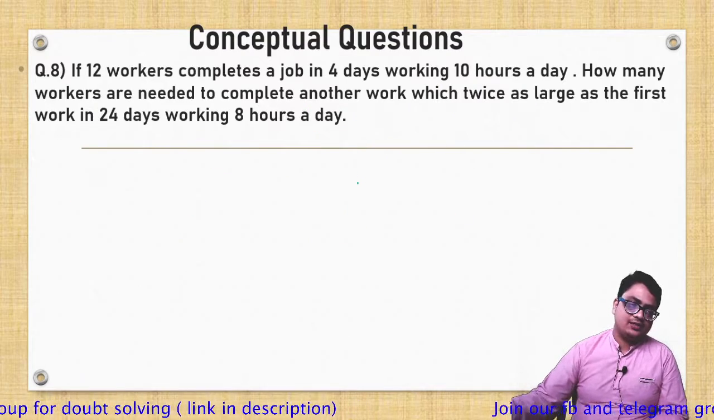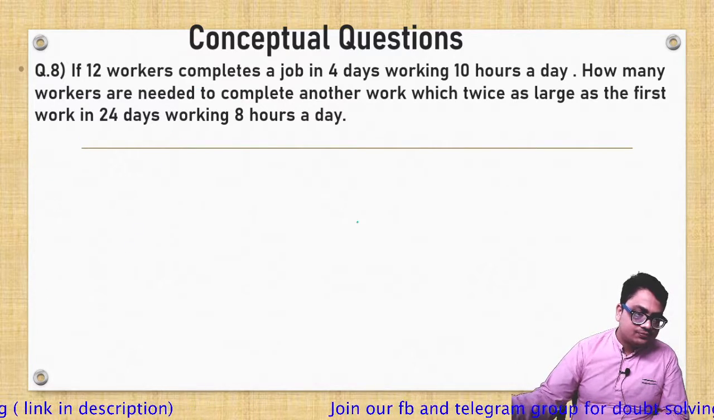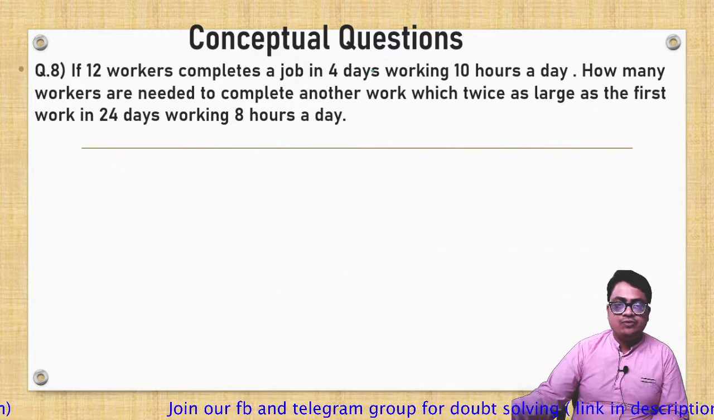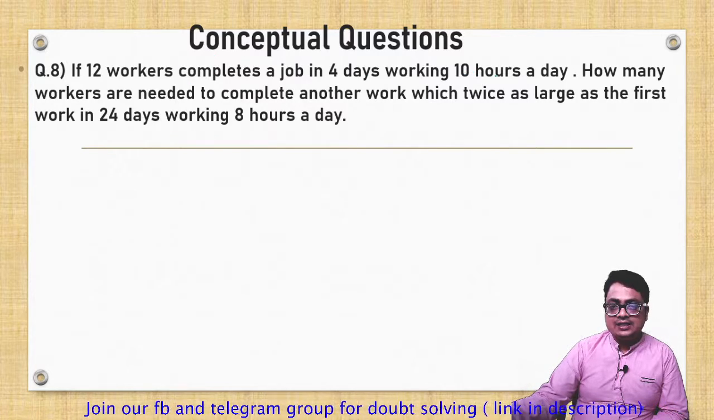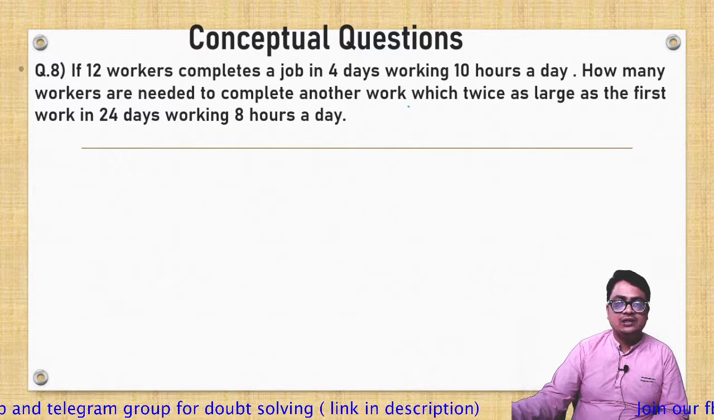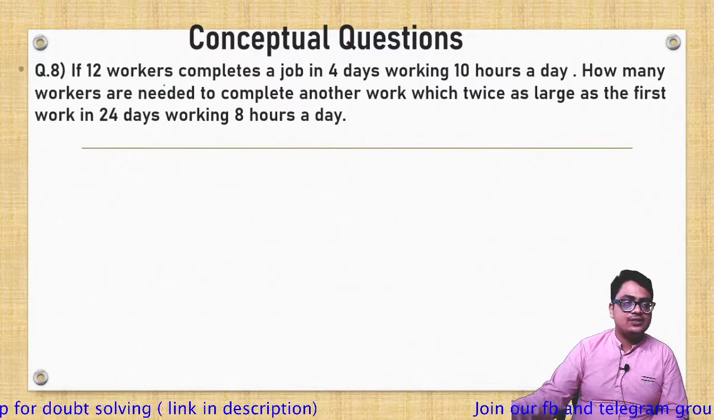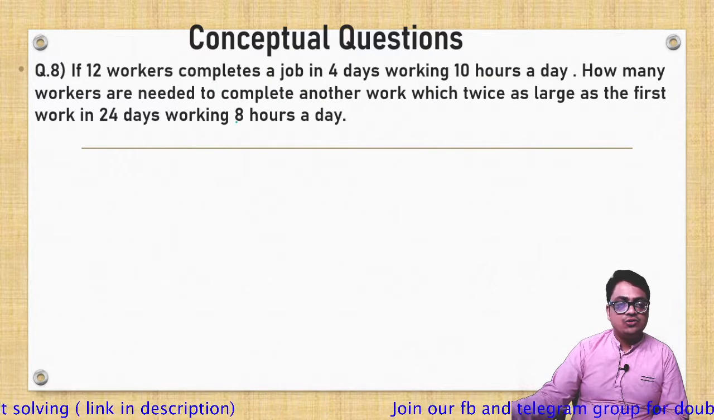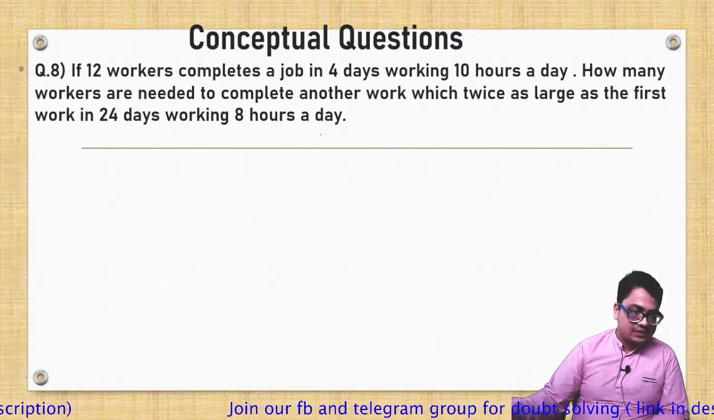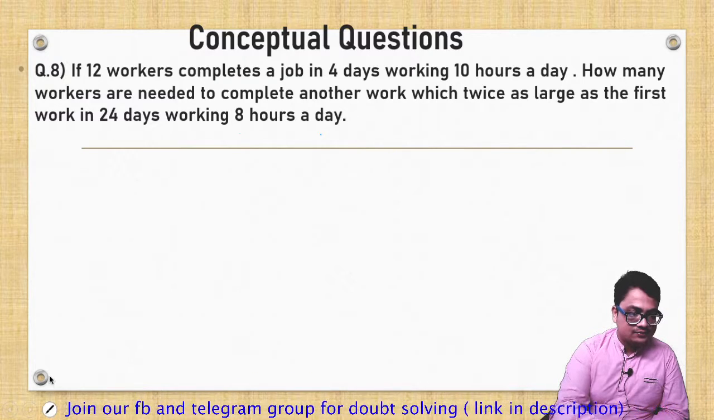Let us move ahead. It is saying, if 12 workers complete a job in 4 days working 10 hours a day, how many workers are needed to complete another work which is twice as large as the first work in 24 days working 8 hours a day? So let us get started.